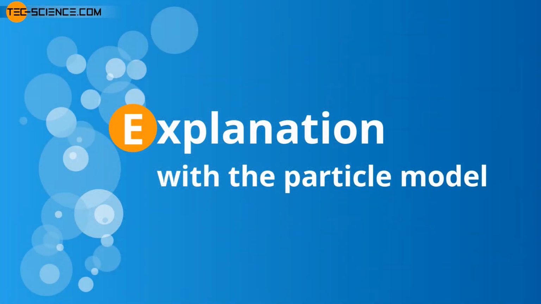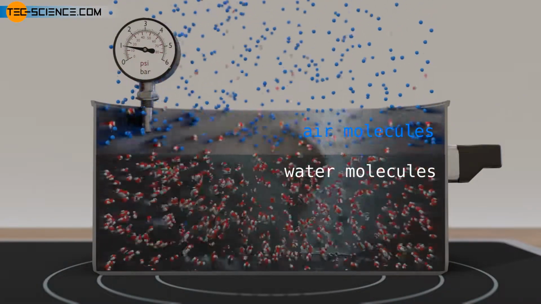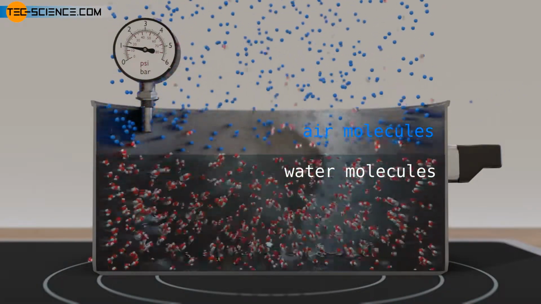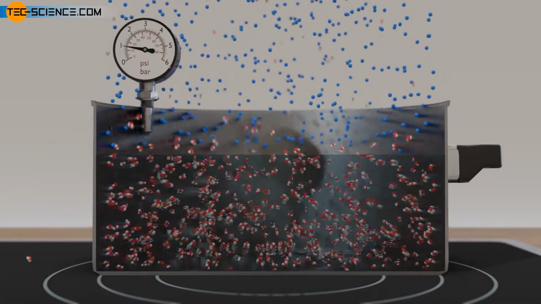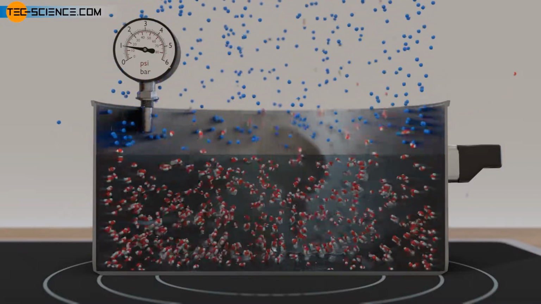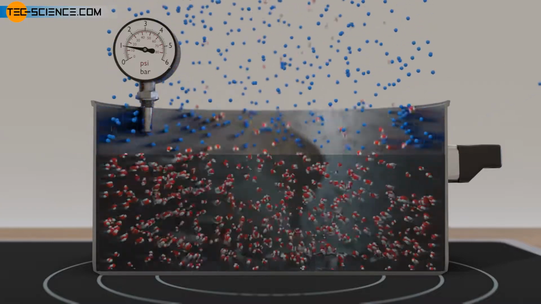Explanation with the particle model. The fact that the boiling point depends on the ambient pressure applies not only to water, but to all liquids. In particular, it is true that the boiling point decreases with decreasing pressure. This phenomenon can be explained with the particle model of matter.